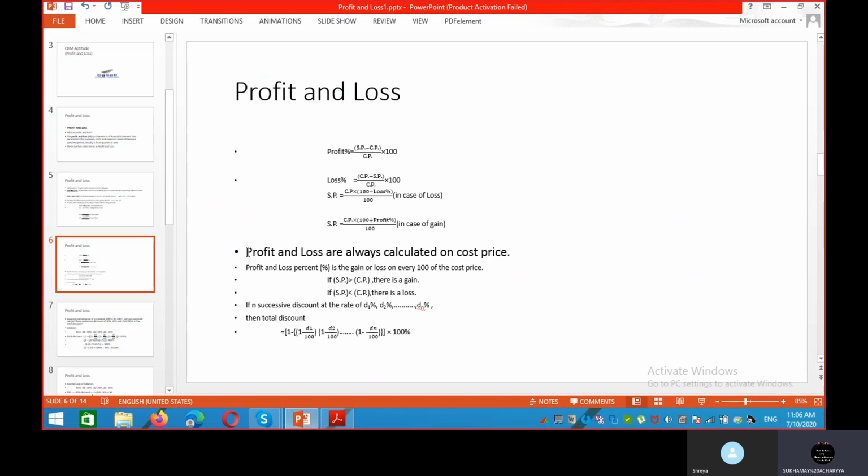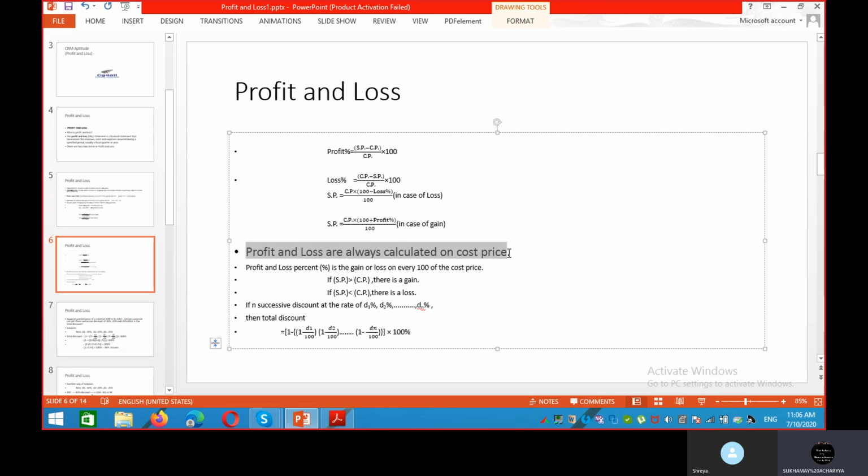Always remember, this is a very important thing. Profit and loss are always calculated on cost price. See, if it is profit percentage, then profit by cost price into 100 is the profit percentage. In case of loss, loss by cost price into 100. So profit and loss are always calculated on cost price. So profit and loss percentage is the gain or loss on every 100 of the cost price. If SP is greater than CP, there is a gain. If SP is less than CP, there is a loss.